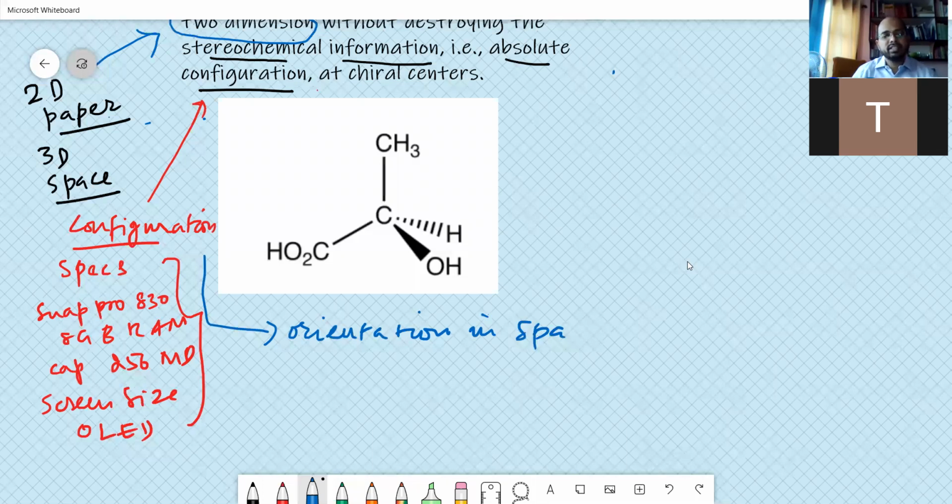Configuration means orientation in space. What is orientation in space? This is the orientation in space. How do you describe it? C and CH3, COOH are in one plane.